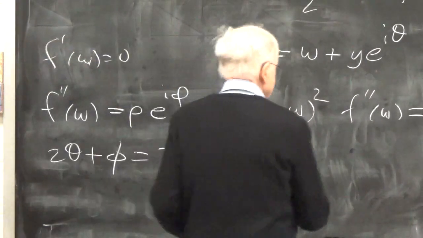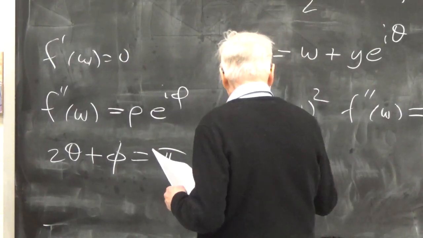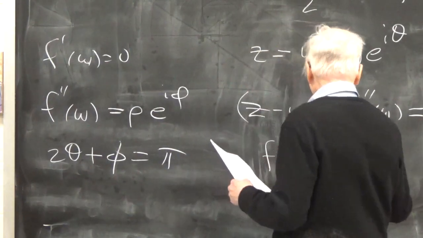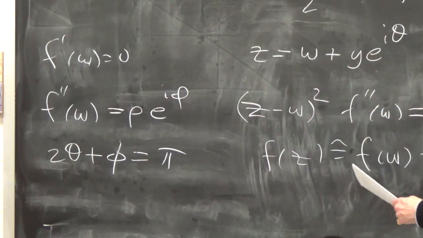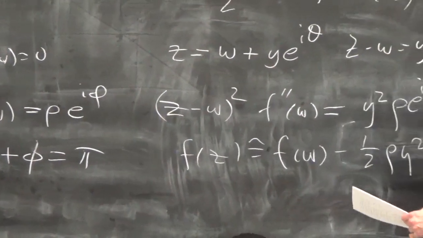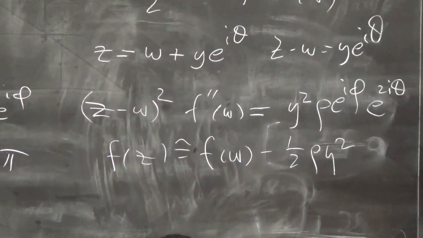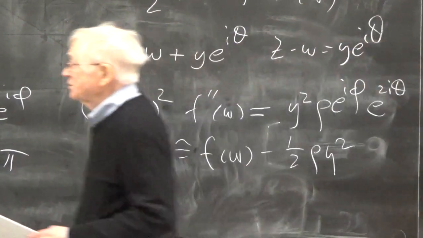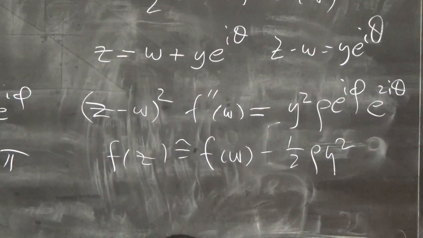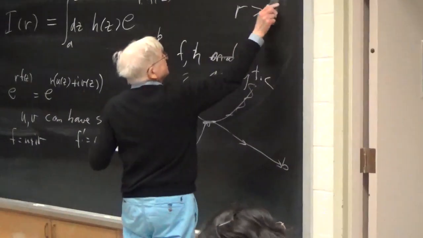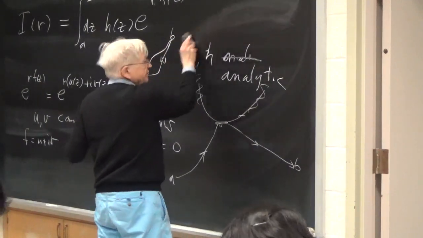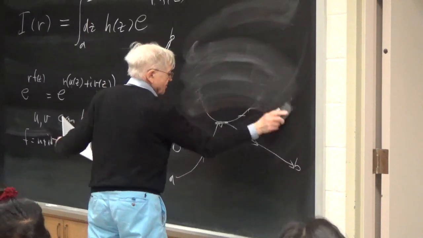So that means we need to have 2 theta plus phi is equal to pi. And in that case, we can say that f of Z is approximately f of W minus a half rho Y squared. So now, if we substitute that into this formula here, maybe I should in fact do it here, so let me maybe erase some of this.